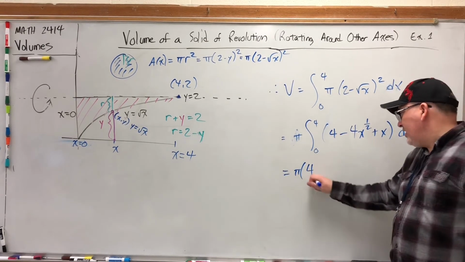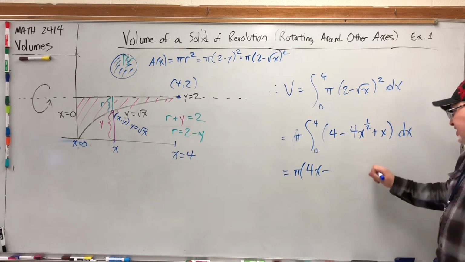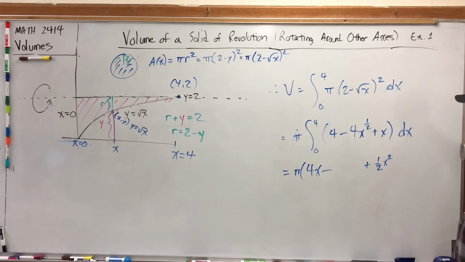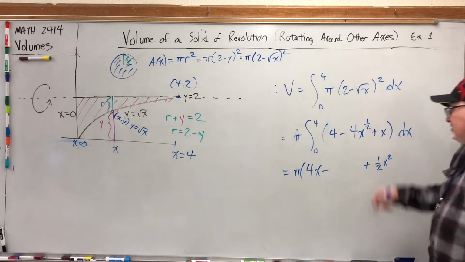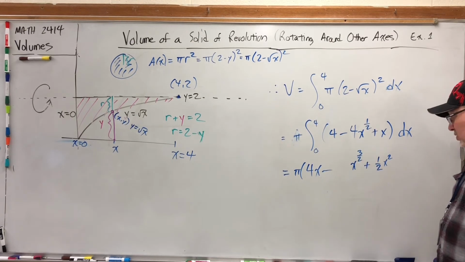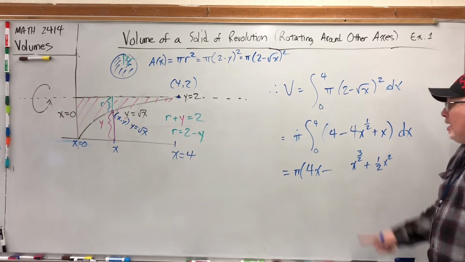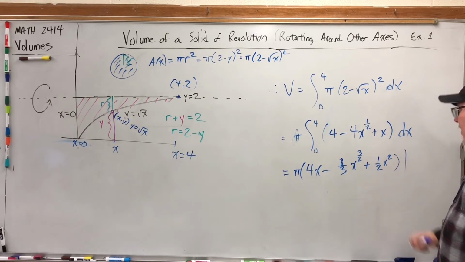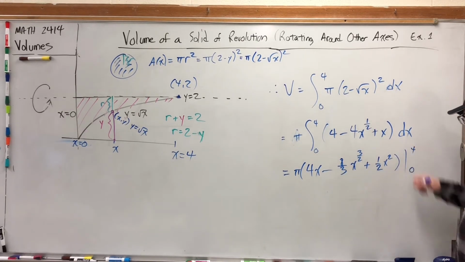Antiderivative of 4 is 4x. I'll come back to this guy in a second. Antiderivative of x is 1/2 x squared. For the middle term, we would raise the power by 1, which would make it 3/2, and then multiply by its reciprocal, so multiply by 2/3. But 2/3 times 4 is 8/3. And this is going from 0 to 4.